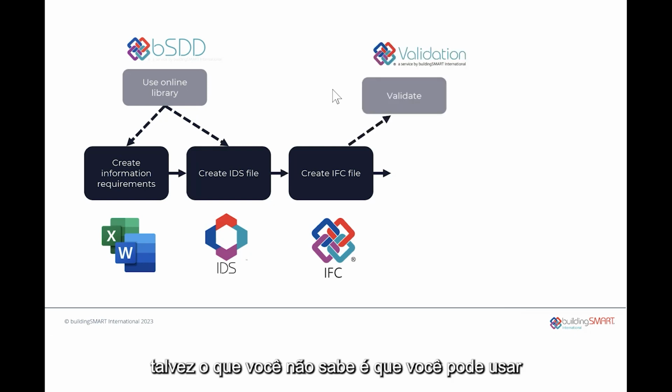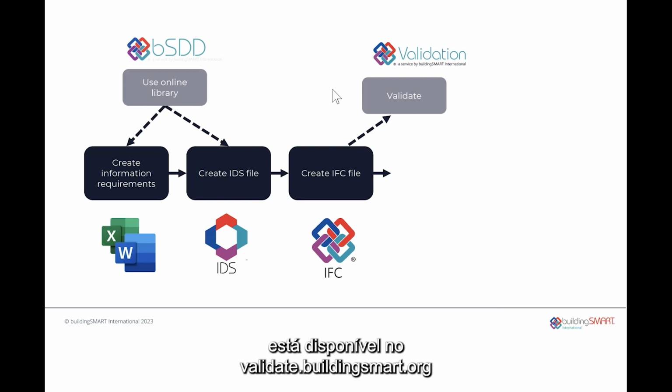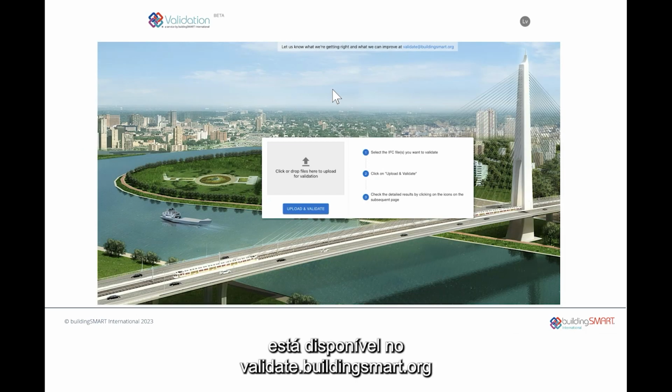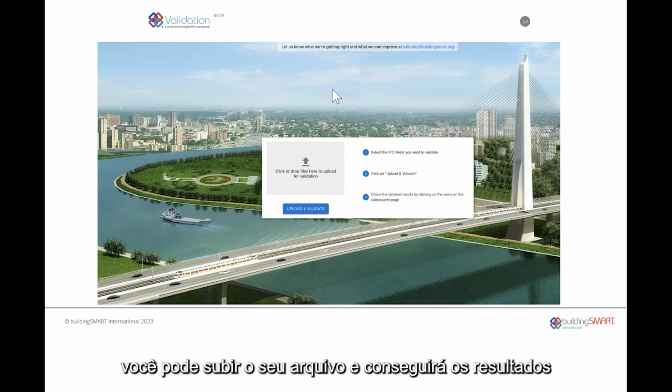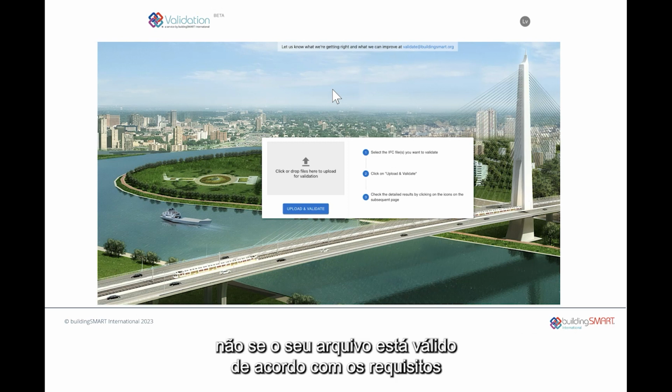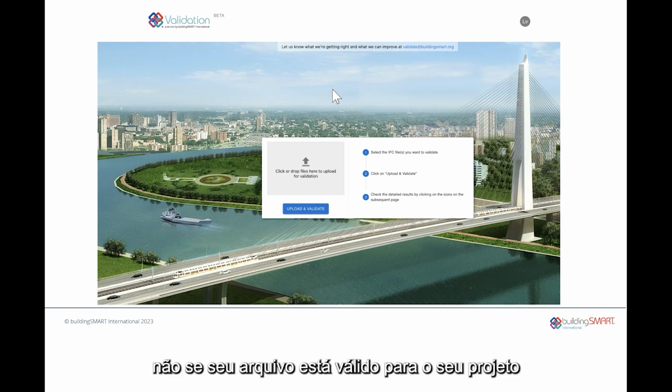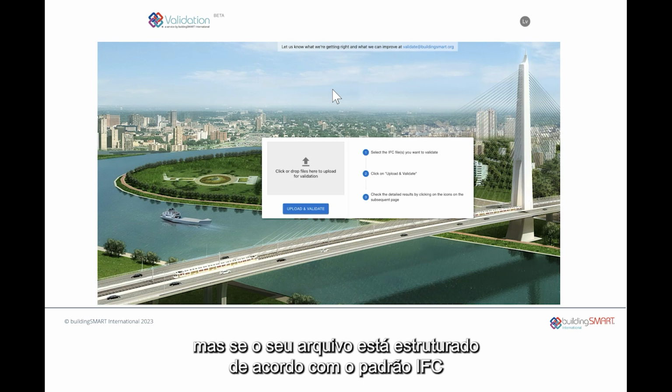Maybe what you don't know is that you can use the buildingSMART validation service. It's available at validate.buildingsmart.org. You can upload your file and you get results. Not whether your file is valid according to the requirements, not whether your file is valid for your project, but whether your file is structured according to the ISO standard.